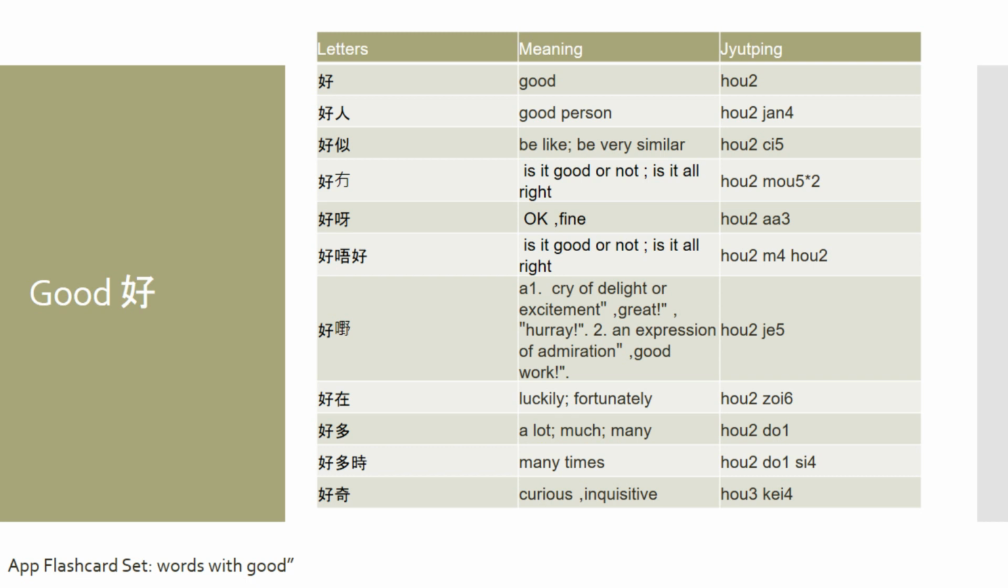Now, if I want to say a lot, much, or many in Cantonese, then I could say 好多，好多. And if I want to say many times in Cantonese, then I could say 好多時，好多時. For example, if I say many times it rained, then I could say 好多時落雨，好多時落雨.